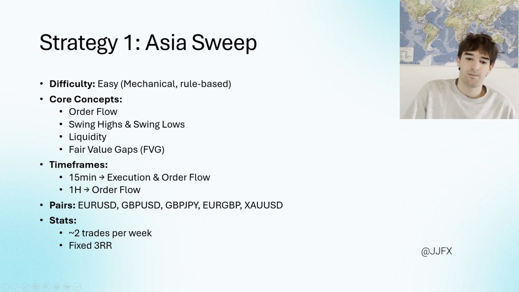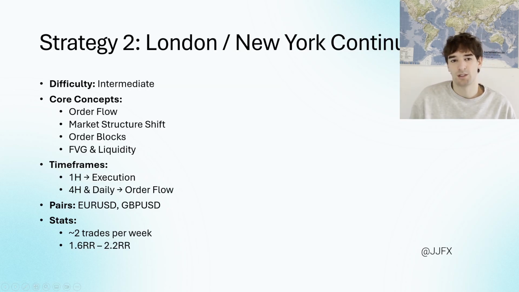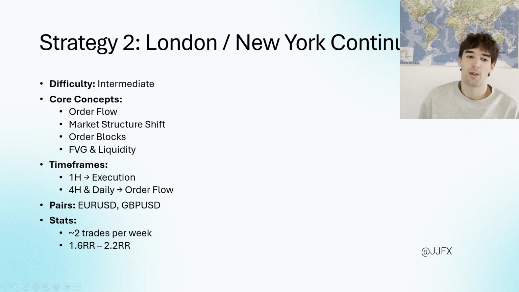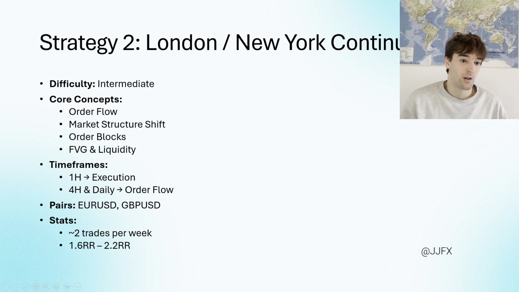The second strategy that I use is the London/New York continuation, which is a bit harder than the Asia sweep because it's less mechanical. The core concepts that I use are the order flow, market structure shift, the order blocks, fair value gaps, and liquidity. The time frames that I use are the 1 hour and the 4 hour. The 4 hour and daily are used to determine the bias and so the order flow. And I'm always entering on the 1 hour closes.